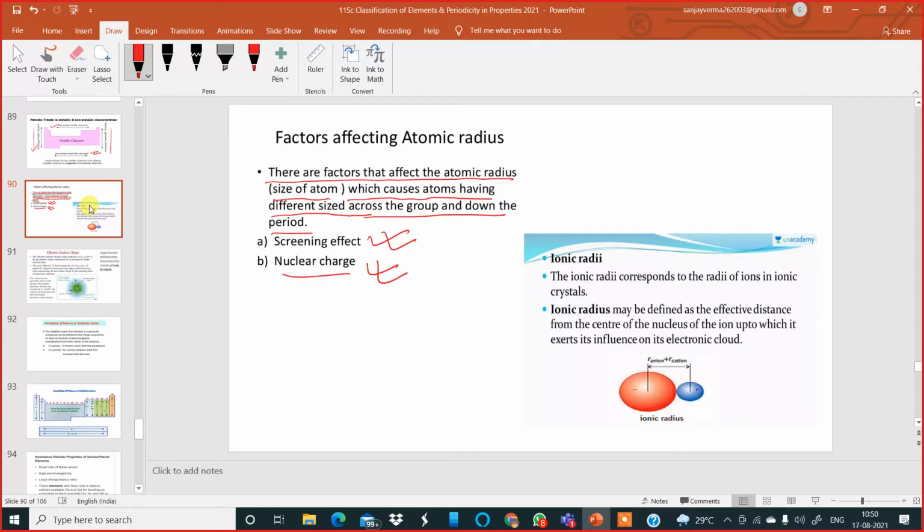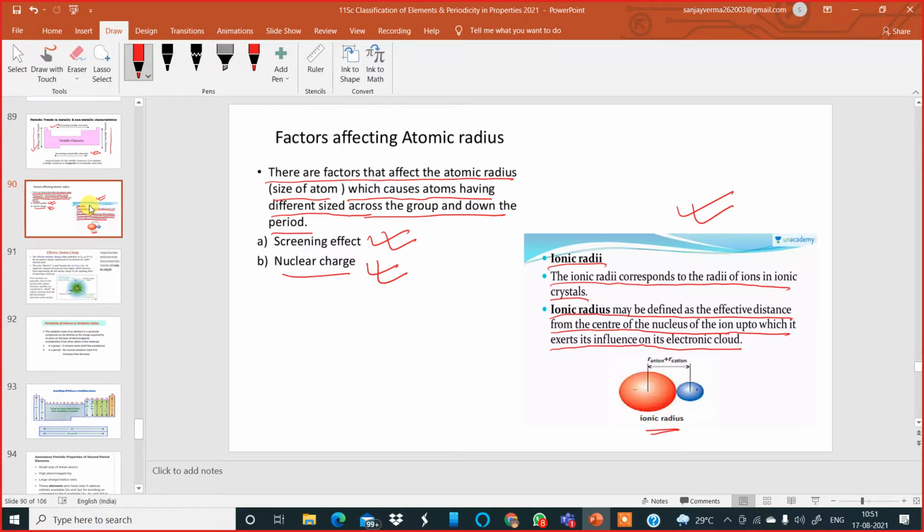Now the ionic radii, which I have explained in the previous classes in the beginning. The ionic radii correspond to the radii of ions in ionic crystals. The ionic radius may be defined as the effective distance from the center of the nucleus to the ion up to which it exerts its influence on its electronic cloud. So that distance is called ionic radius. Sometimes questions are asked: what is ionic radius, define it.